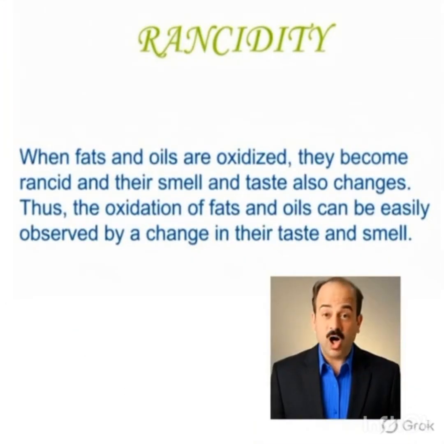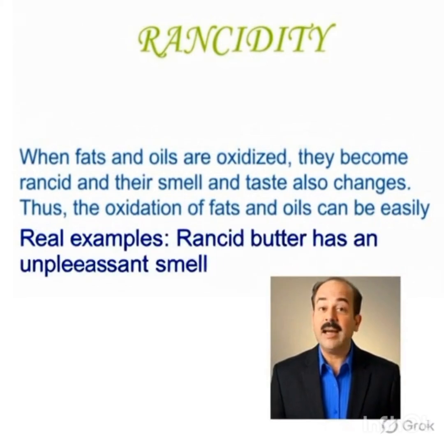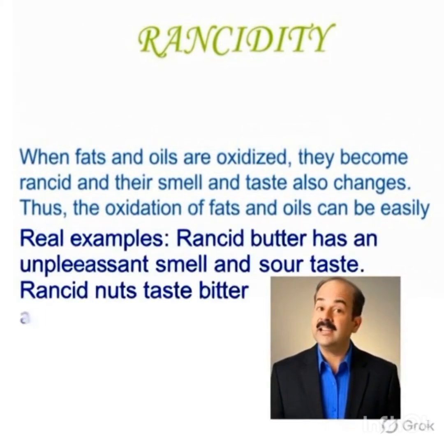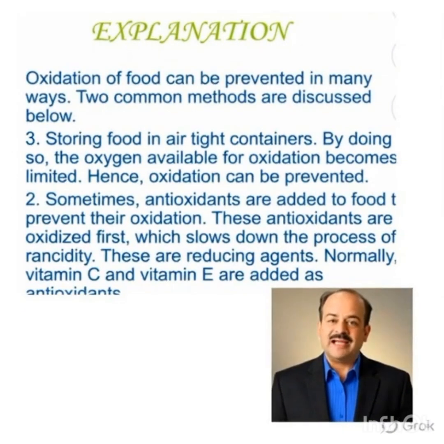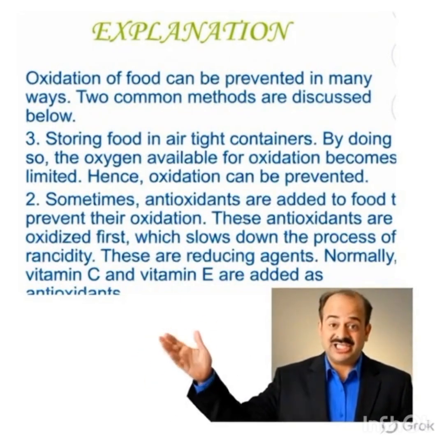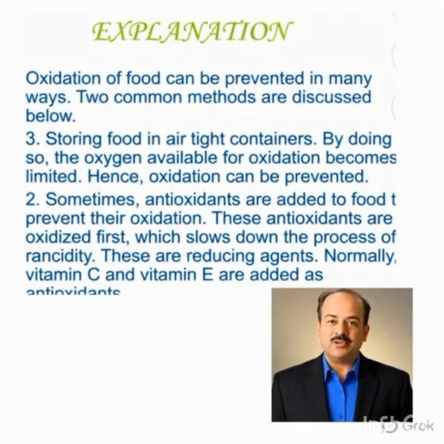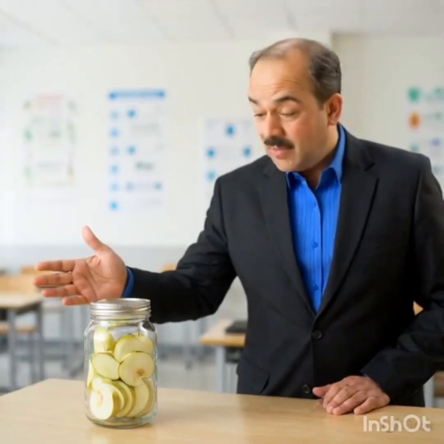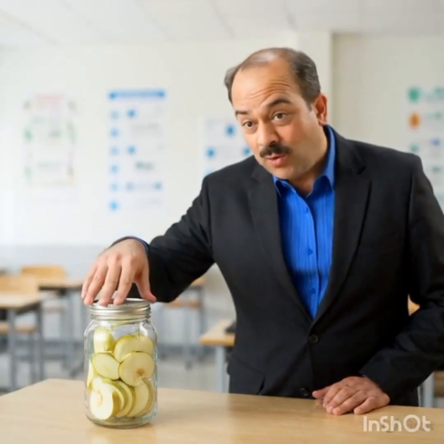When fats and oils are oxidized, they become rancid and their smell and taste also change. Real examples. Oxidation of food can be prevented in many ways. One, store food in airtight containers, like sealing homemade namkeen in a jar. See this jar with apples? No air inside, so no browning for days.